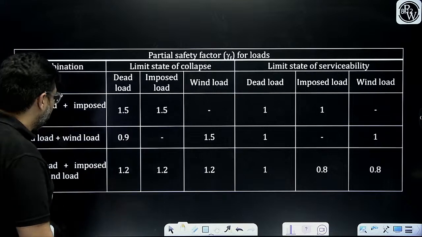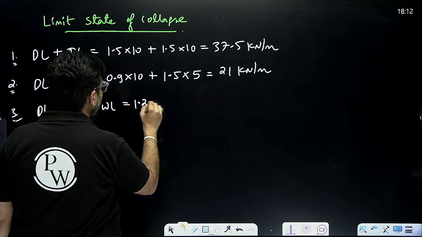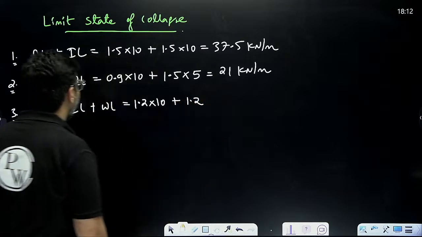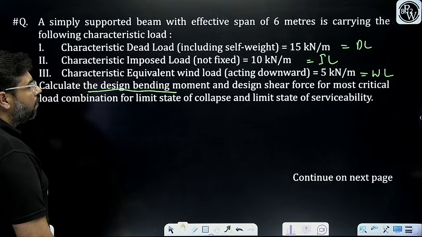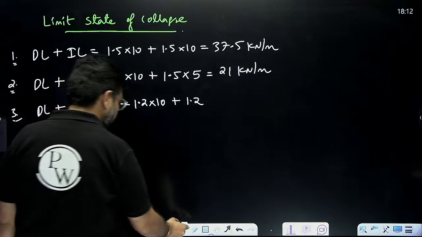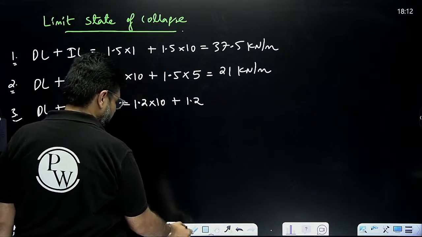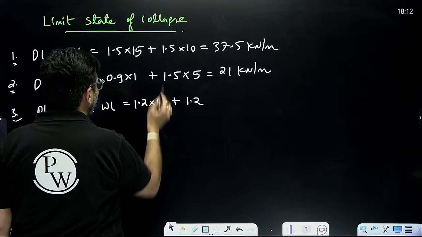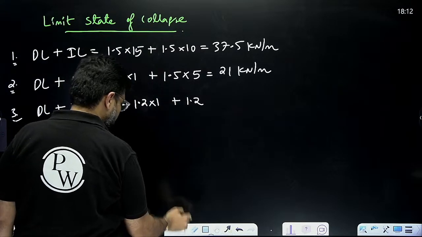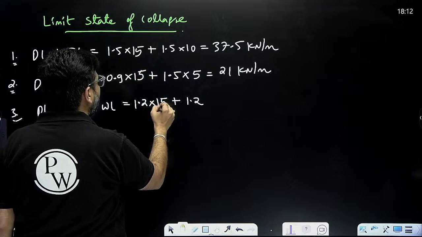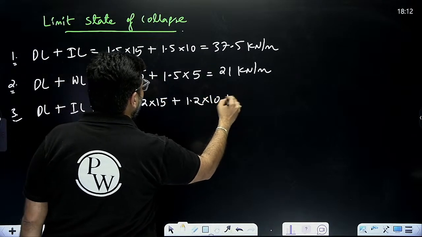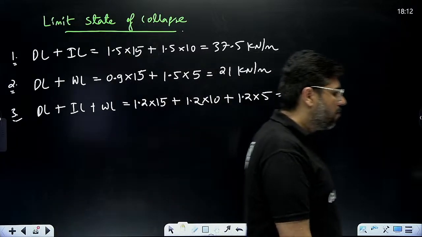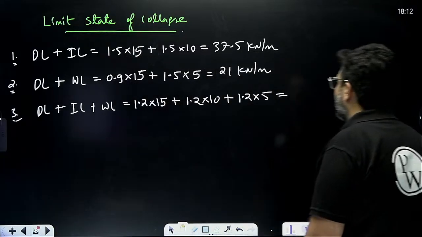Safety factor is 1.2. 1.2 into 15, sorry, this was not 10, this is 15. By mistake I have written 10. This is also 15. Dead load was 15, no? Yeah, now it's perfect. Plus 1.2 into 5. How much will you get here? Tell me fast. This is 36 kilonewton per meter.